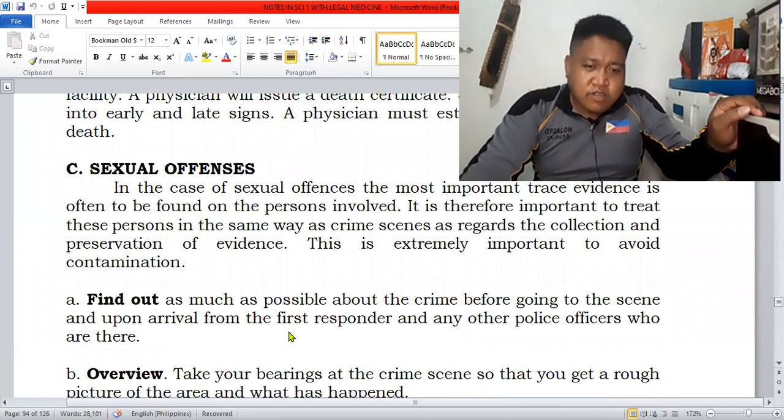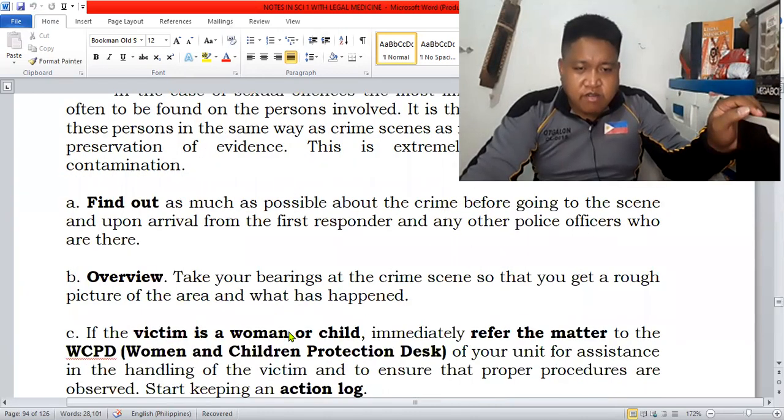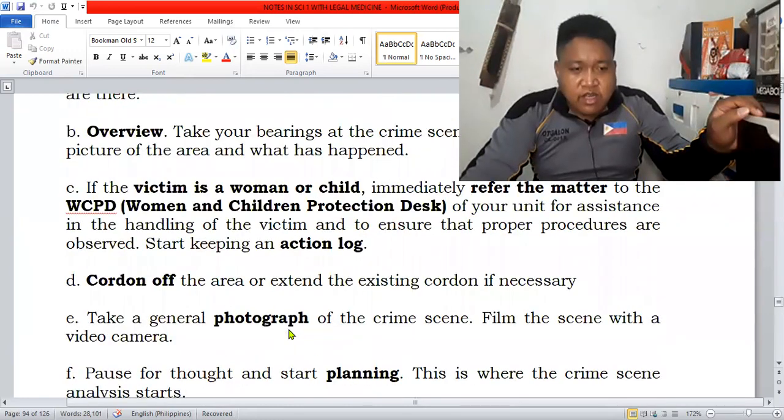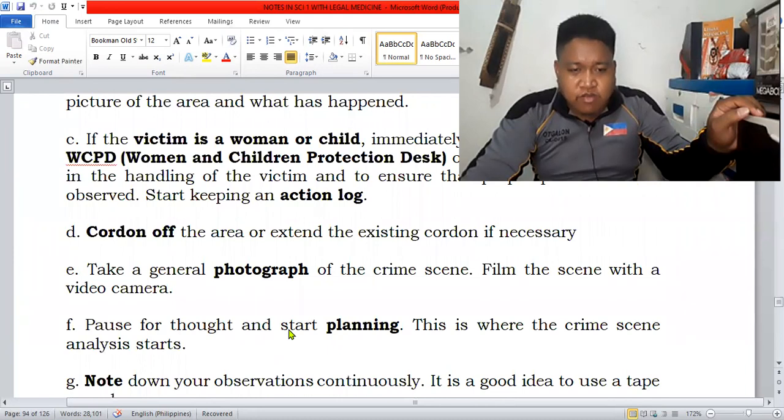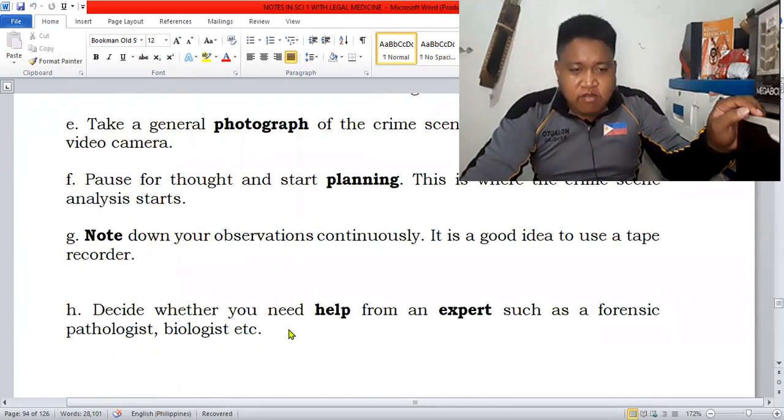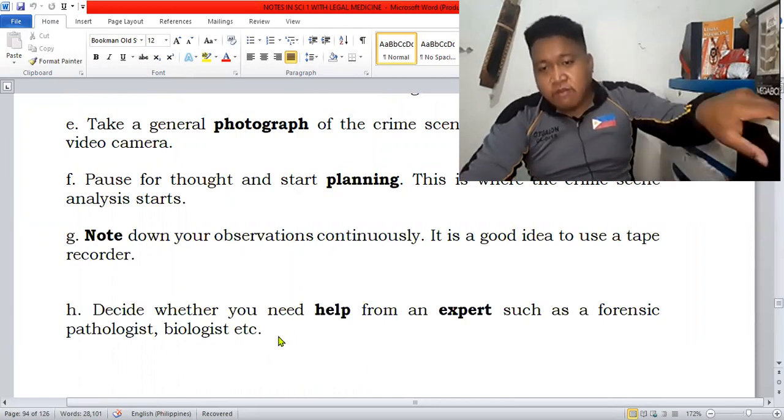Find out as much as possible about the crime before going to the scene. Overview, take your bearings of the crime scene. If the victim is a woman or child, immediately refer the matter to the WCPD of your unit for assistance and cordon off the area. Take the general photograph, pause for thought, and start planning. Note down your observations. Decide whether you need help from an expert, such as a forensic pathologist or biologist.